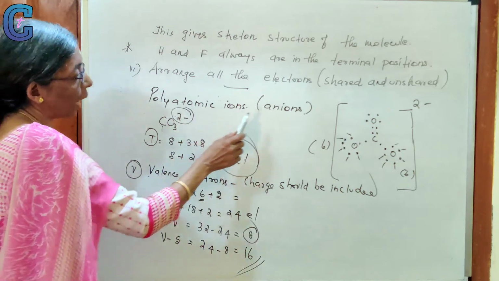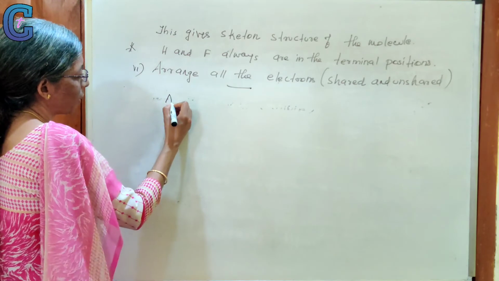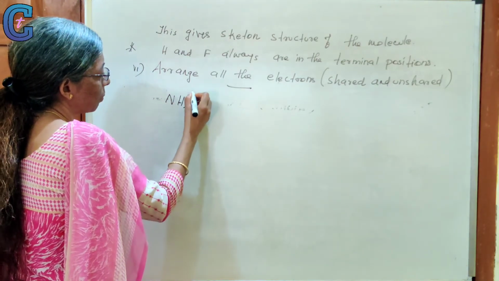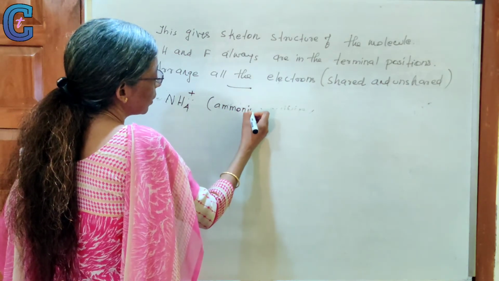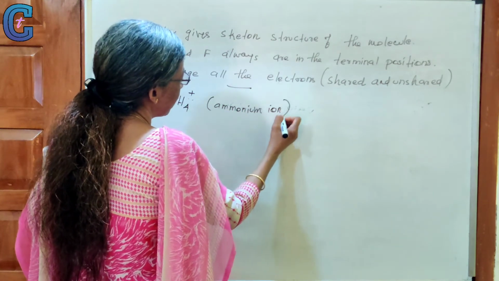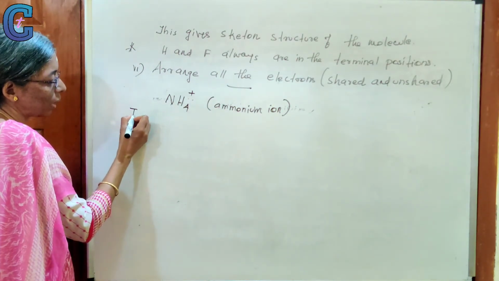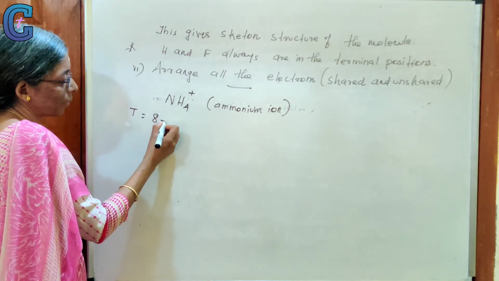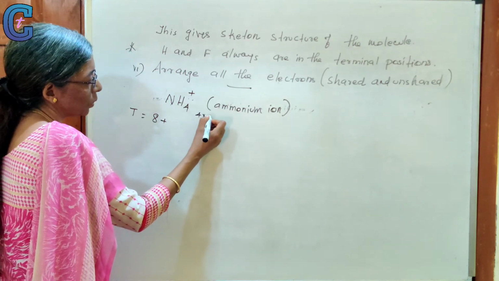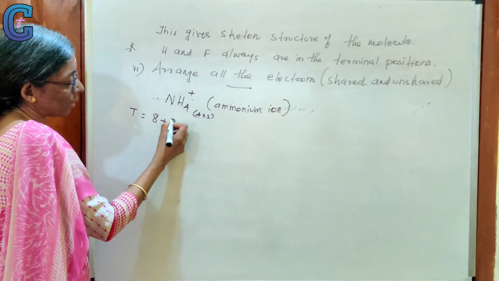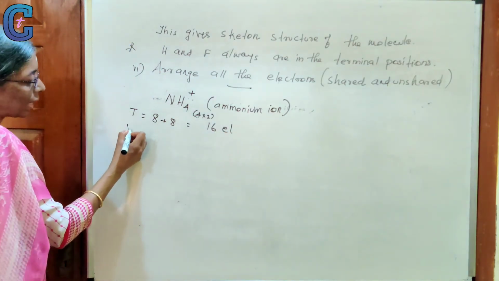Okay, this is an anion. Now let us do another example for cations. NH4 plus. This is the ammonium ion. I think everybody must be knowing that one. So first, assuming the octet configuration, the total number of electrons: this is 8, and for each hydrogen a duplet, so 4 into 2, 8 electrons. So 16 electrons. Okay, then valence electrons.